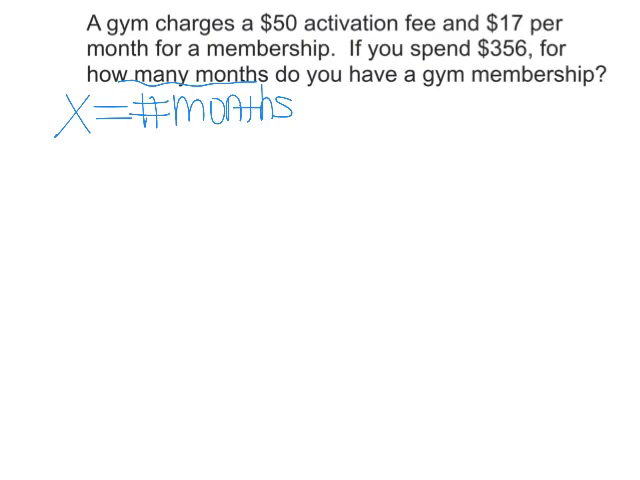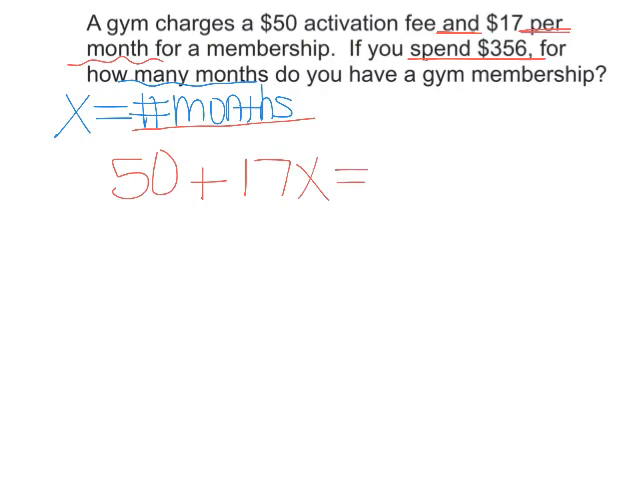Okay. Look for our keywords. So charges a $50 activation fee and $17 per month. If we spend, so that's kind of like our total, right, is $365, okay? So we write our equation, 50, and means we add, $17, per means we multiply, per month, well, we don't know how many months. Months is our x. And we spend, that's our total, so that's equal to 365.